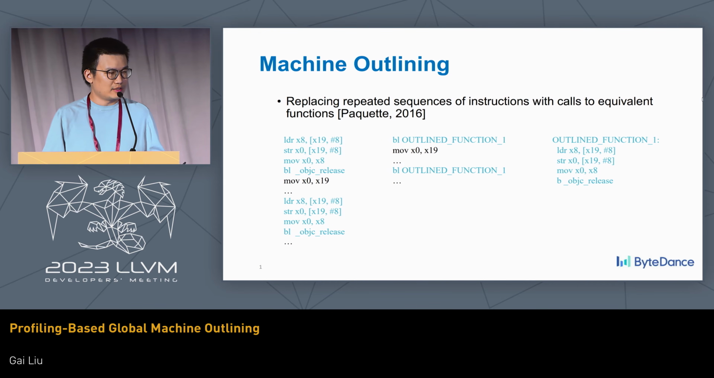In this example, we have a sequence that occurred twice. What the pass will do is create a separate function, outlined function 1, and replace the sequences with a call to the function. For this example, we can save around 2 instructions just by doing so.